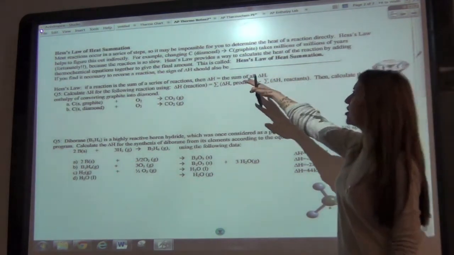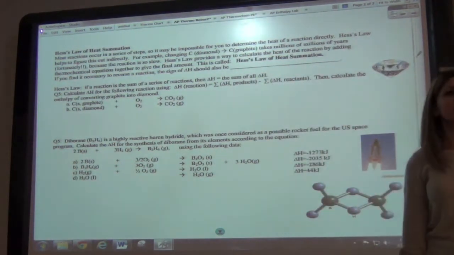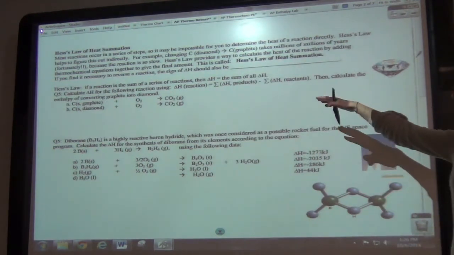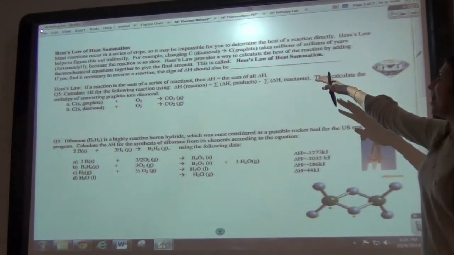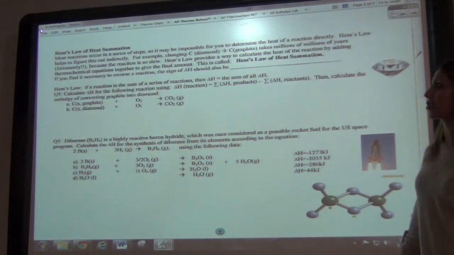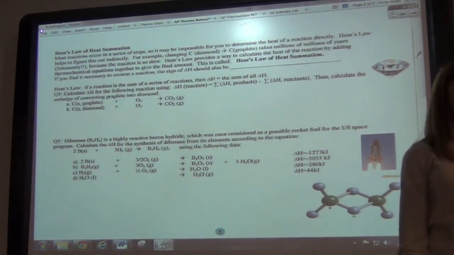So for example, changing carbon from diamond to graphite takes millions of years for that to happen, because the reaction is so slow. So Hess's law provides a way to calculate what the heat of the reaction is by adding the thermochemical equations together to give the final amount.